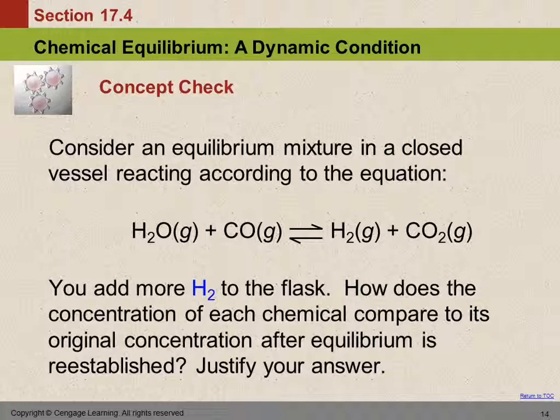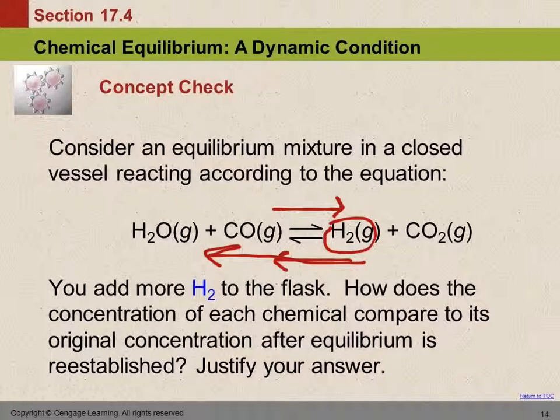So we have two reactions going on here. So the rate of the forward reaction is going to depend on the concentrations of the water and the carbon monoxide gas. The rate of the reverse reaction is going to depend on the concentration of the hydrogen and the carbon dioxide. Does that make sense? Okay. So if we increase this concentration, that causes this reaction to go faster.